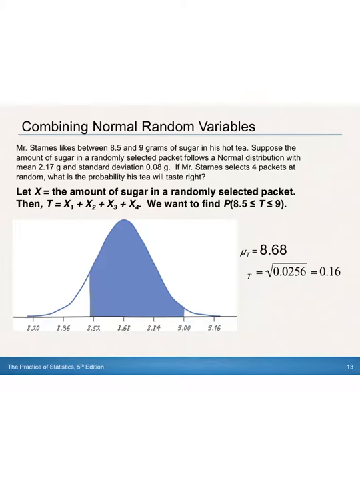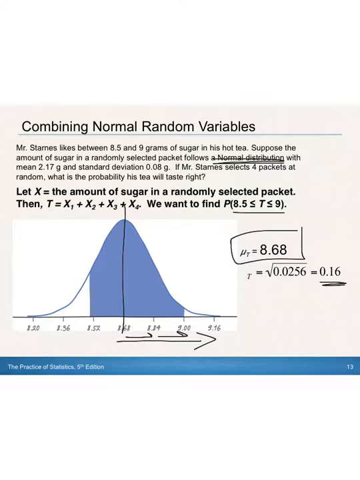Now that we've gone and added 4 packets of sugar, then we know that the new average is 8.68 and our new standard deviation. So we have to build our new normal curve, because it said there's a normal distribution. And remember, when we add or combine normal distributions, they're going to keep that shape, even though they're going to have a different mean and a different standard deviation. So we're going to go ahead and take our 8.68. We're going to add 0.16.